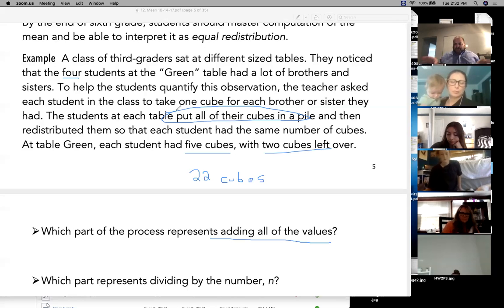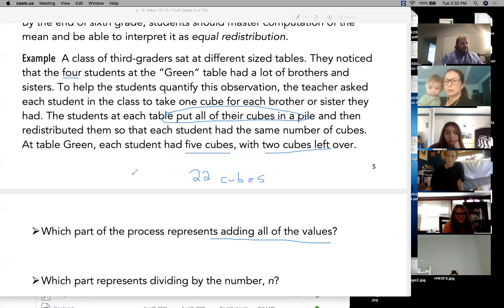Right? If each one has a specific number, think of it like my test, your test, his test, her test. How do you get the mean? You add them all up, and then you're going to divide by how many you have, correct? So the putting them all in the pile, that's the adding them all up part.